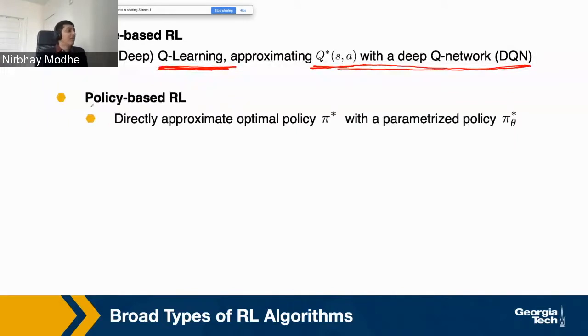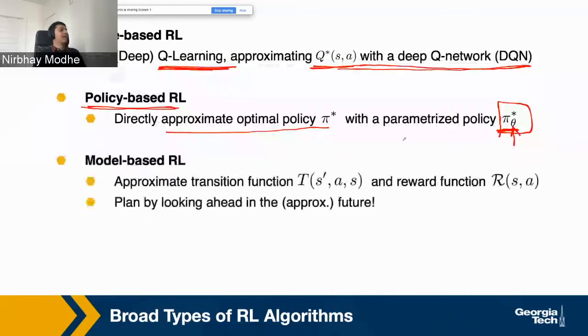The second category is policy-based RL, where we're going to try to directly optimize or find the best policy without worrying about predicting what the value function is. So in that case, we're going to parameterize our policy now with a neural network. So we're going to write pi theta star, where theta is the parameters of our neural network, which represents our policy. I'm going to get to more details about that in the second half of this lecture, where I'm going to define what a parameterized policy is.